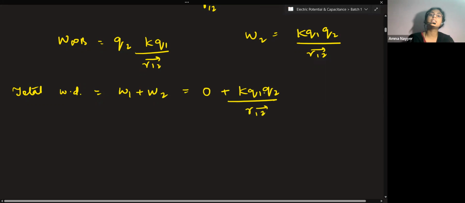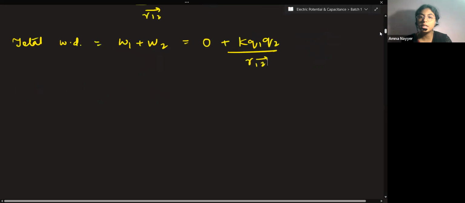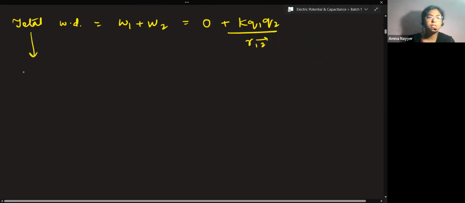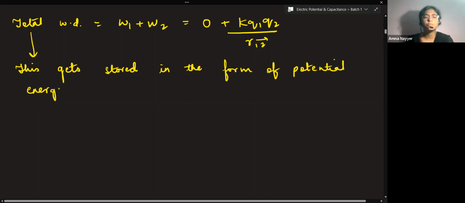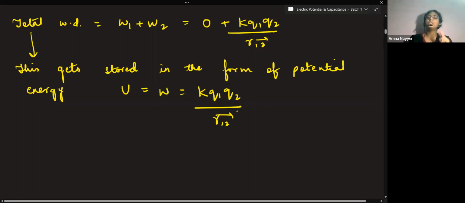Now see, this work done only gets stored in the form of potential energy. This total work done gets stored in the form of potential energy. So potential energy will be equal to the net work done, which is K Q1 Q2 divided by R12, meaning the separation between the two charges.